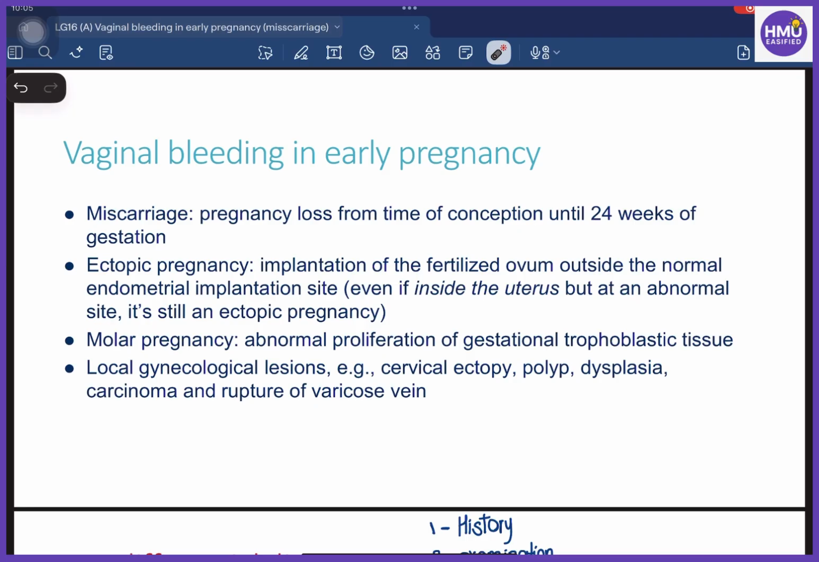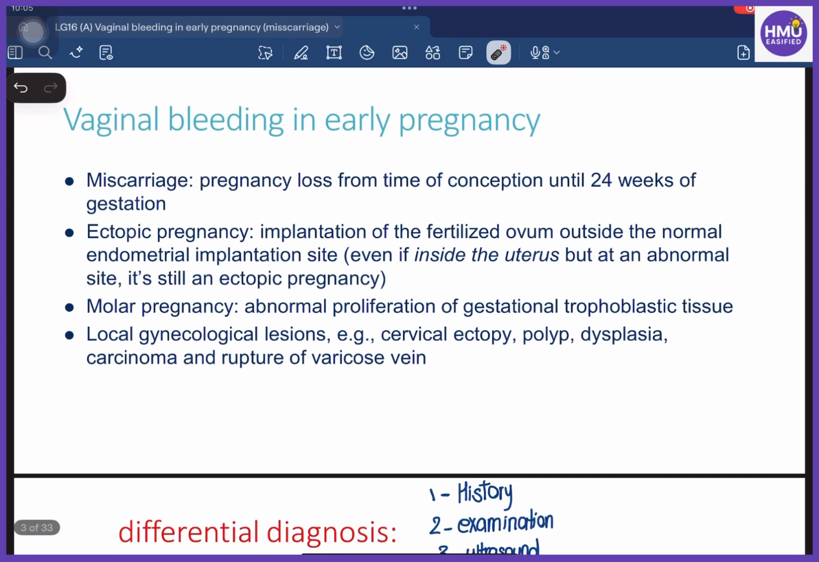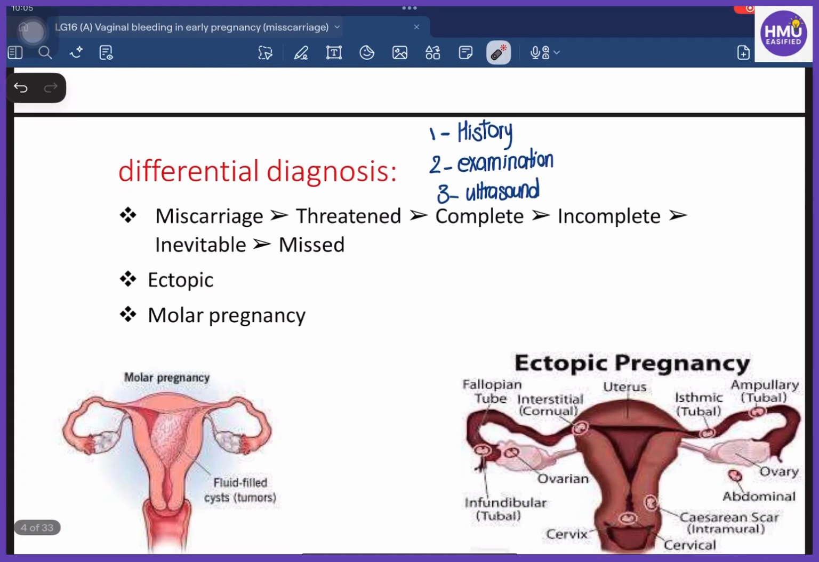What are the differential diagnoses? First, miscarriage. Second, ectopic pregnancy. Third, molar pregnancy. Or it could be because of local gynecological lesions. We will have a video about ectopic and molar pregnancy, and in this lecture, we're going to focus on the miscarriage. So let's go to our topic.